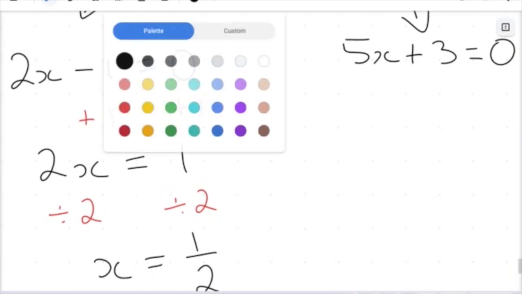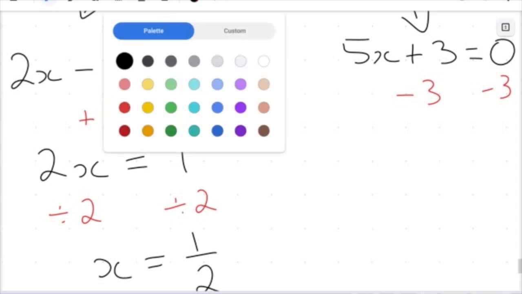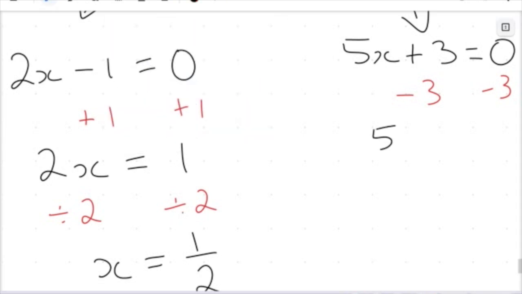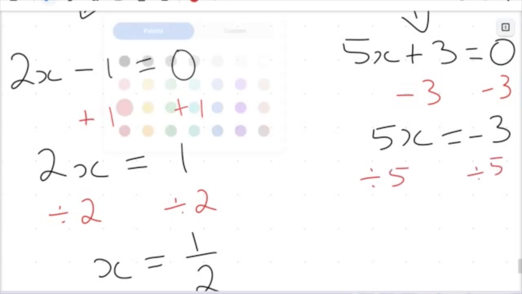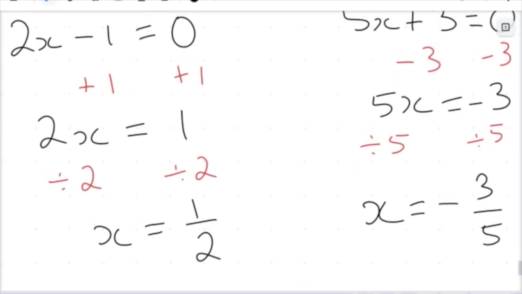And for my next one, I'm going to do the same thing. I'm just solving systematically. We've been doing a lot of this in previous topics, so if any of this is new, please go back and watch that. So I get 5x = −3, because I'm subtracting 3 from both sides to get back to my x. And I have 5 times x, so I'm going to do the opposite operation. I'm going to divide by 5. And I'm going to get that my x = −3/5. So these are my two solutions to my equation.